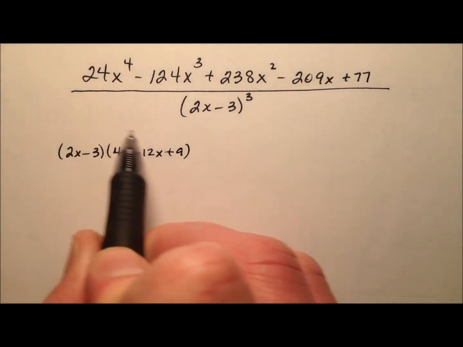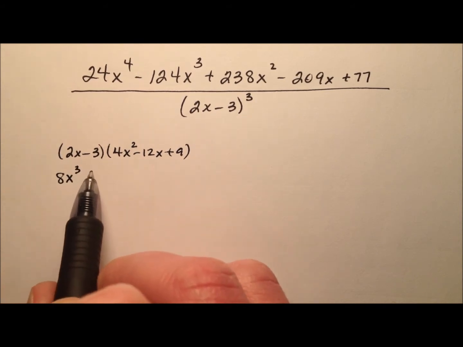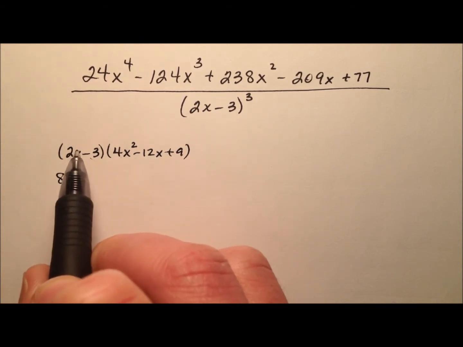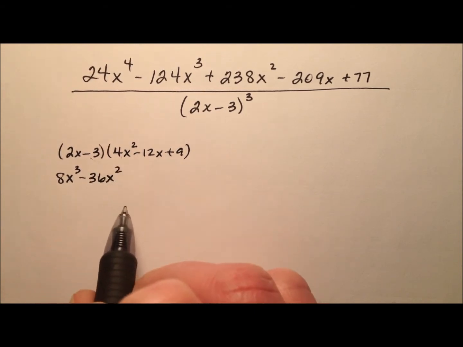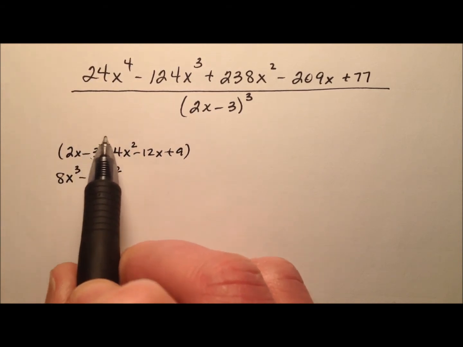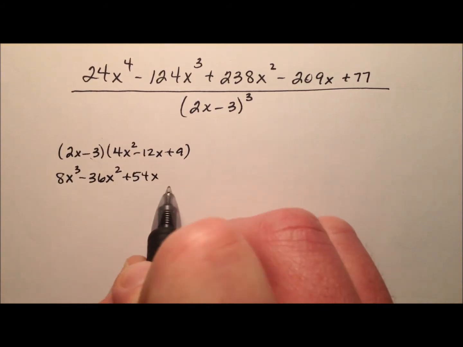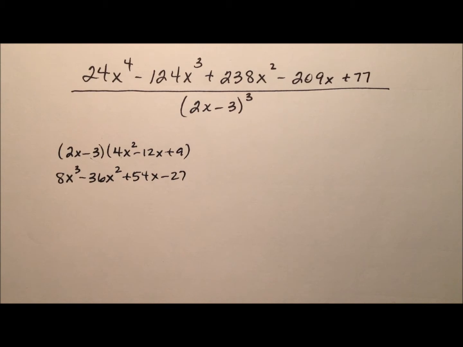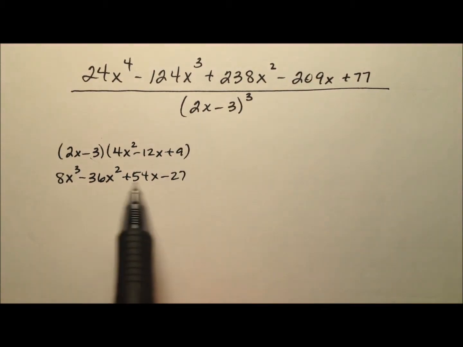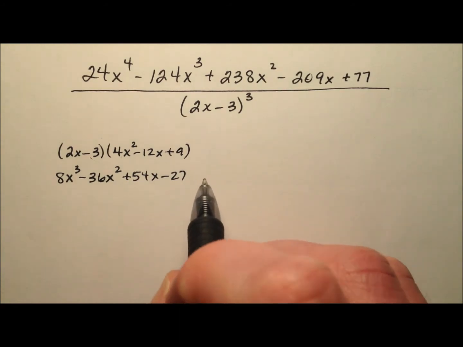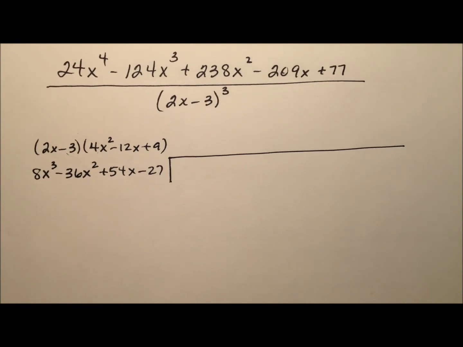Okay, so whenever I work this, it'll be 8x cubed. Our square terms will be negative 12 and negative 24, so minus 36x squared. Our x terms will be 36 and 18, so 54x, and our constant is negative 27. Okay, so this right here is the denominator multiplied all out. So the denominator goes on the outside, and I'm going to work this division.